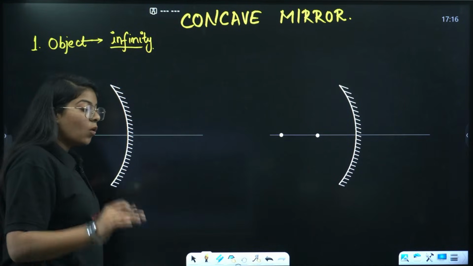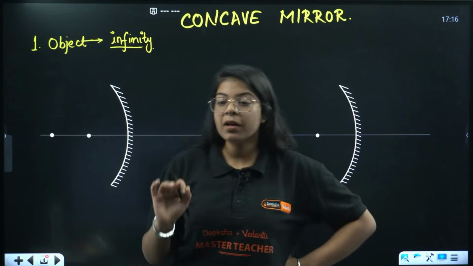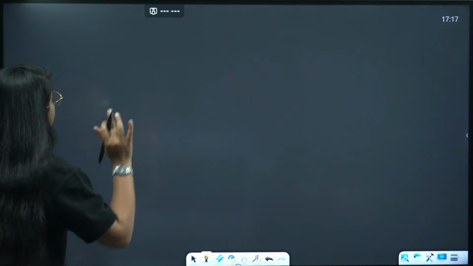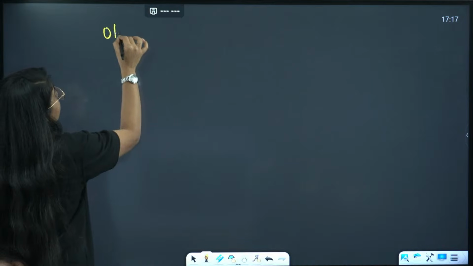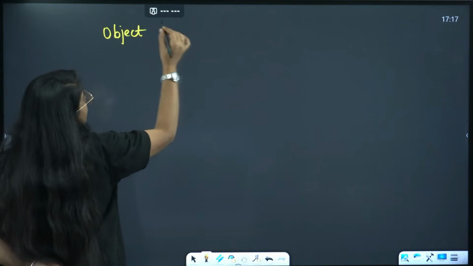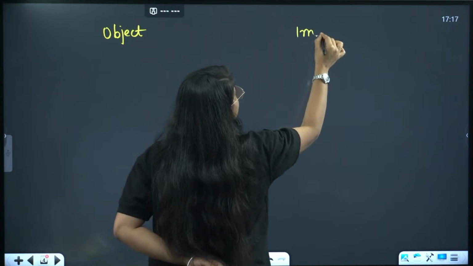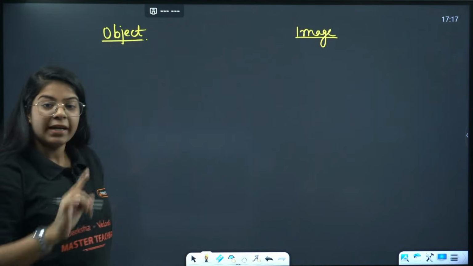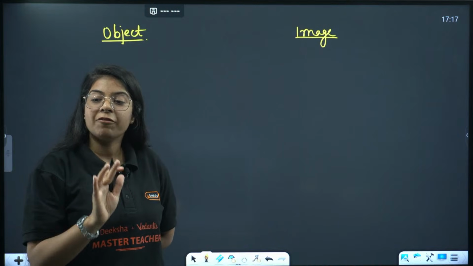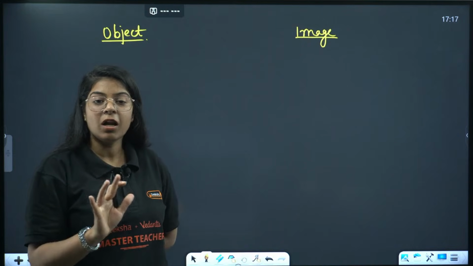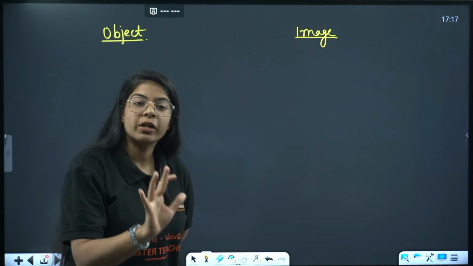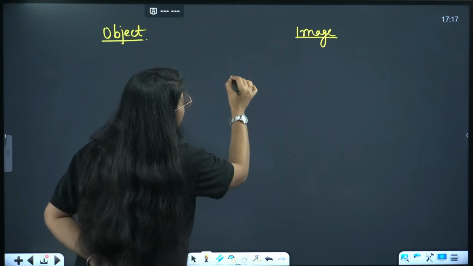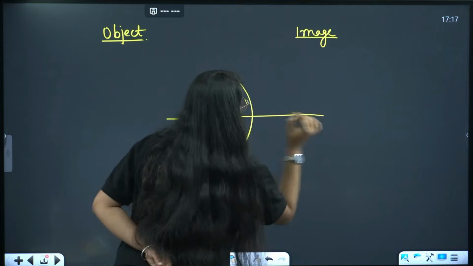Done. Now I need you to remember one thing before we start. The thing is where the object is and where the image is. We have studied it for a year now, right? I'll tell you how to make the ray diagrams, but you have to be very careful about what we are going to look at. Because this is my concave mirror and this is the principal axis, let's say.